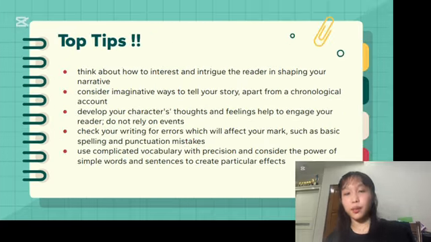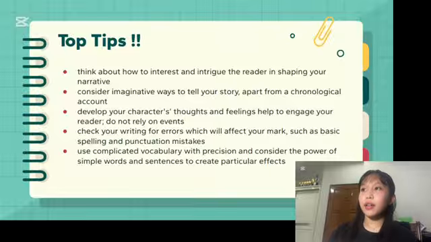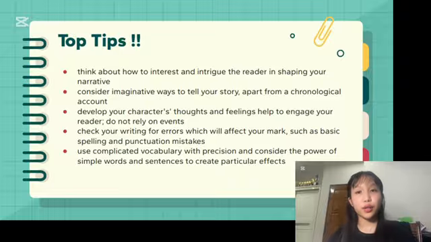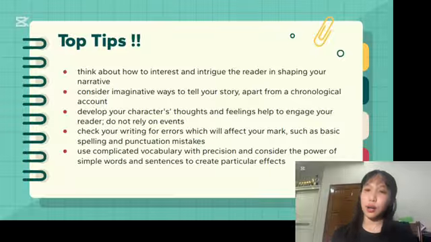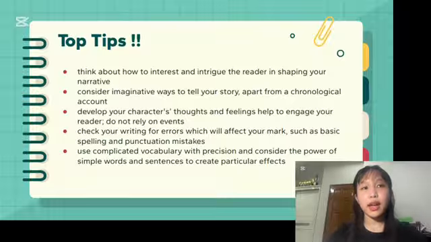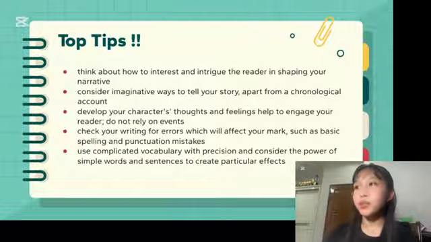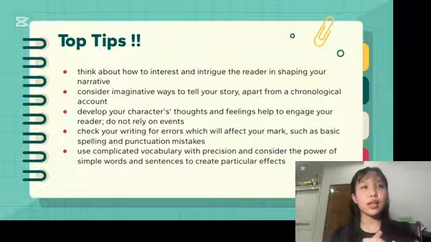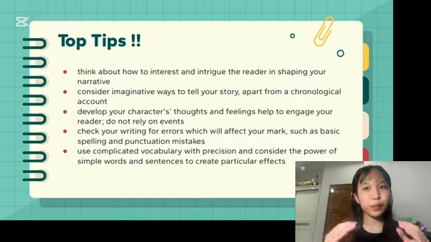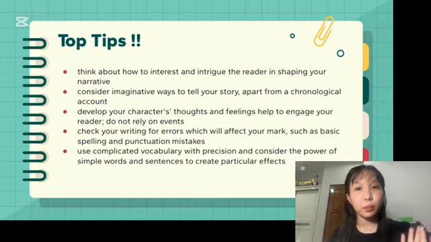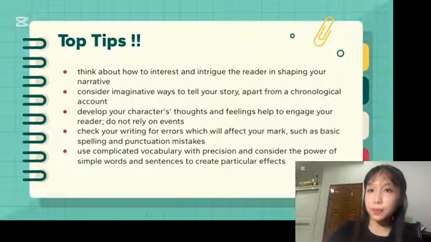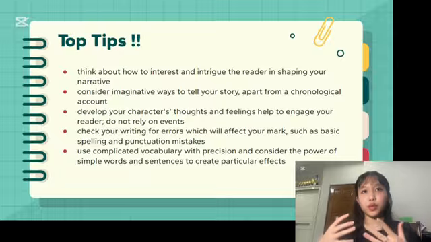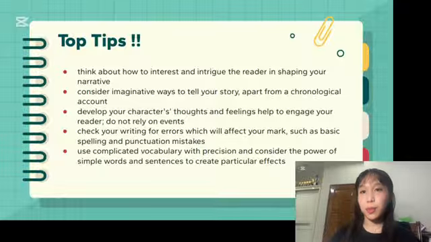Here are the top tips that we have for narrative writing. First, we're going to think about how to interest and intrigue the reader in shaping your narrative. Like I said, just think about your favorite book or your favorite movie. You obviously like it because it's really interesting and it intrigues you as a reader. You're going to do the same for narrative writing. Consider imaginative ways to tell your story apart from a chronological account. The structure I gave about the plot is quite literally the basic plot that you're going to follow. You can obviously add more stuff. For example, you can add a flashback, squeeze in the future, or maybe you can end it off with a cliffhanger. Like I said, you have to make it more interesting.